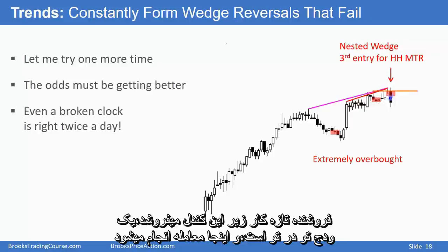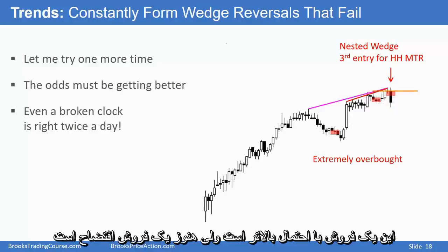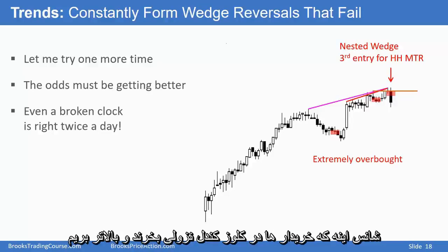That bear sells below this bar, his nested wedge. He gets filled right there on this bear bar, and he sees this bear bar and he's happy, thinking that, okay, this is a higher probability short. It might be, but it's still a terrible short. Chances are bulls will buy that bear close and that will continue higher.